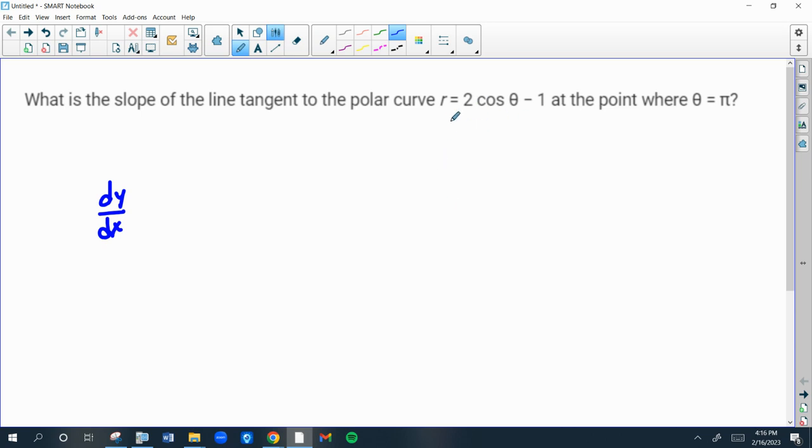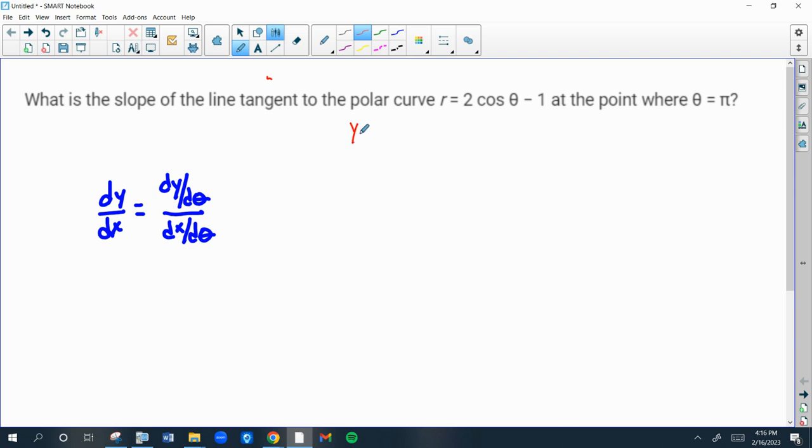So we know that, first of all, dy/dx, according to our parametric derivatives, is going to be dy/d theta divided by dx/d theta. Let me change my color. That's too thick of a pen. So let's talk about y first.